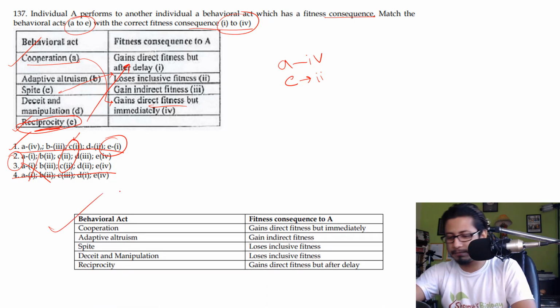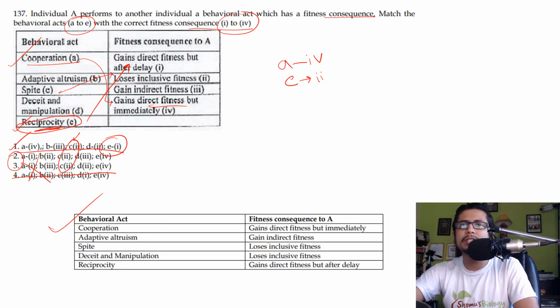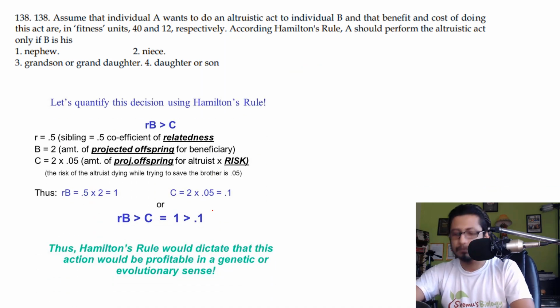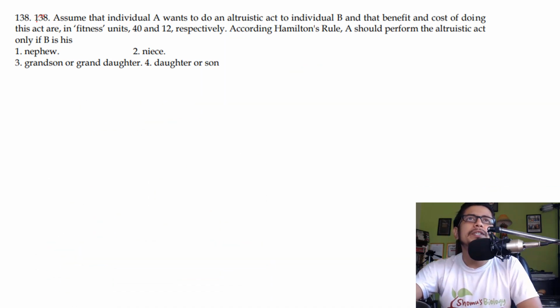Okay, the list is given here. Adaptive altruism occurs when they gain indirect fitness. And when they cause deceit or manipulation, they lose the inclusive fitness. Spite also loses the inclusive fitness. Now this question.